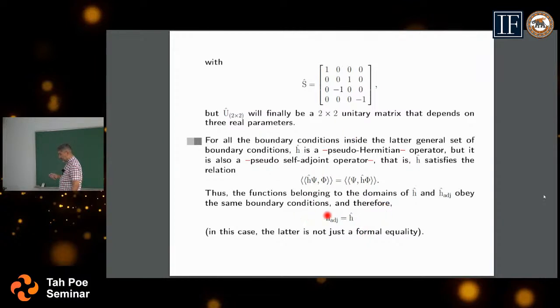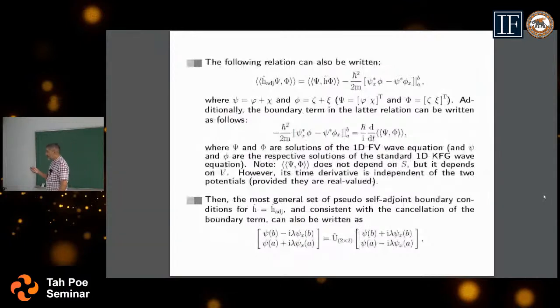When you do this, you are proving, okay, you need to do some other things also, that it's a pseudo-self-adjoint operator. The Feshbach-Villars Hamiltonian is a pseudo-self-adjoint operator. It's not just about this, but it is. Okay, you can write the boundary term of the solution of the wave function of the Klein-Fock-Gordon, and also you can prove this beautiful formula.